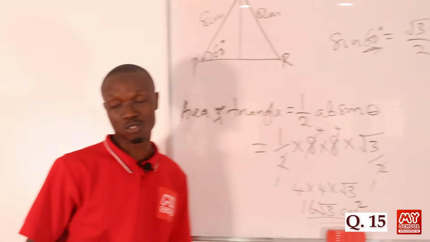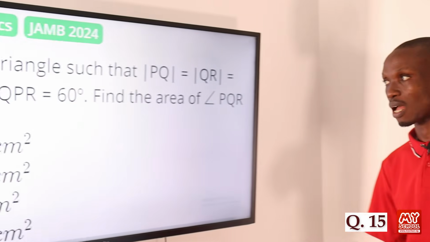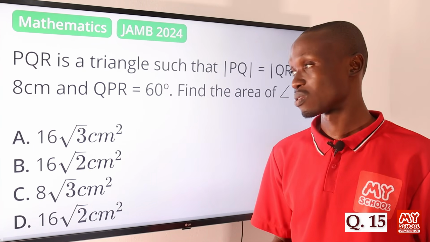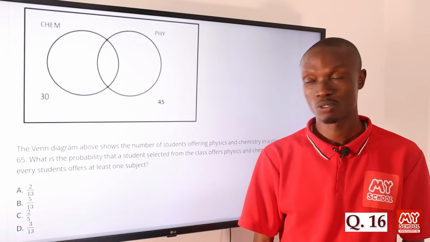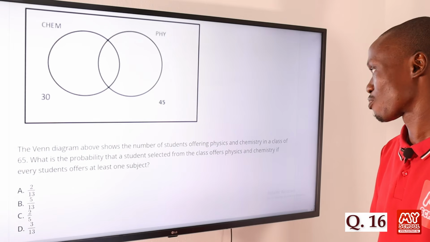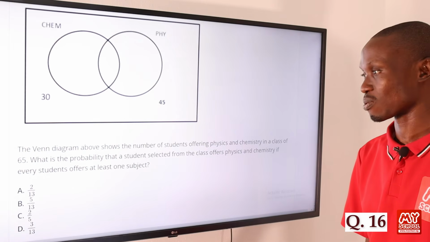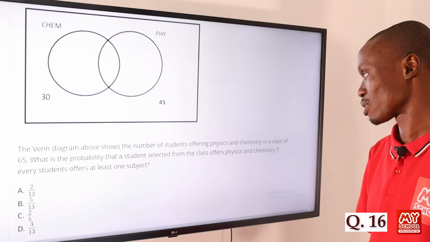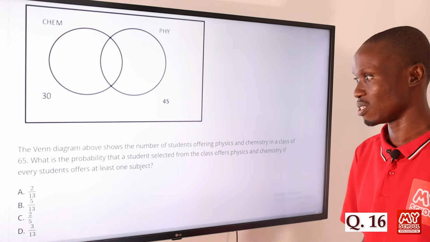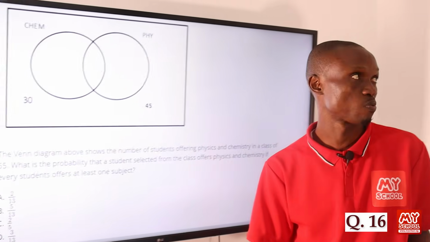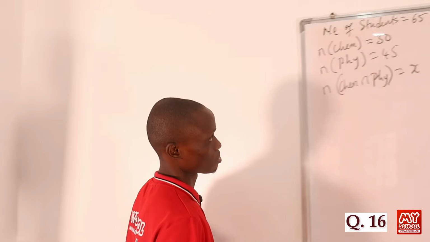So let's return back to the screen to pick the correct answer to this question, and that is option A, 16 root 3 centimeters squared. Question 16. The Venn diagram above shows the number of students offering physics and chemistry in a class of 65. What is the probability that a student selected from the class offers physics and chemistry if every student offers at least one subject? So let's move over to the board to provide an answer to this question.